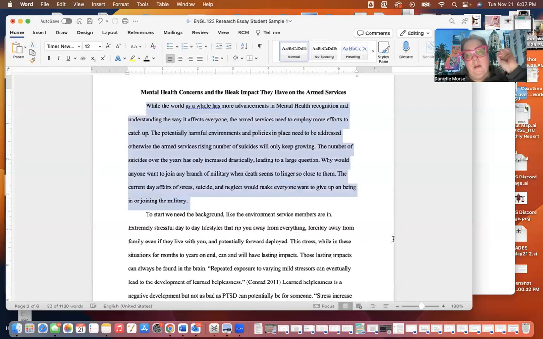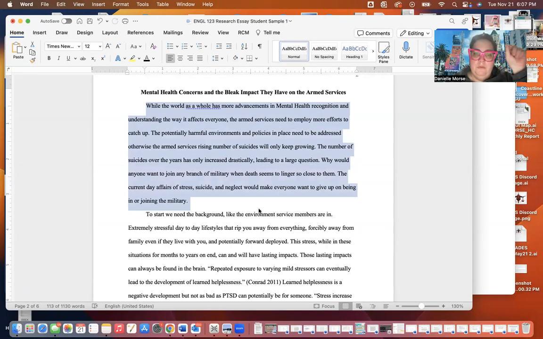While the world as a whole has more advancements in mental health, I don't know why that's capitalized, recognition and understanding the way it affects everyone, the armed services need to employ more efforts to catch up. Okay. Vague in some ways and specific in some ways. I'll go back to it.